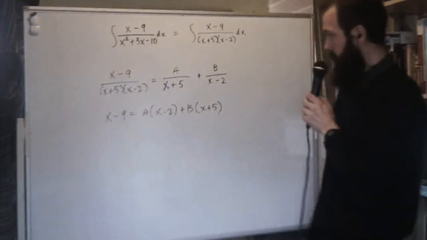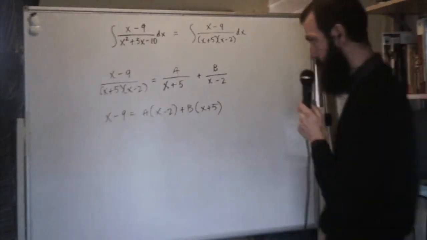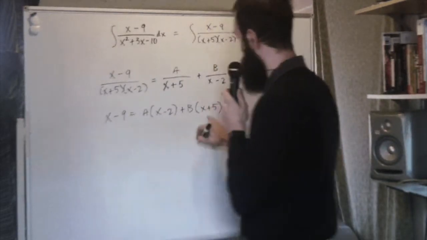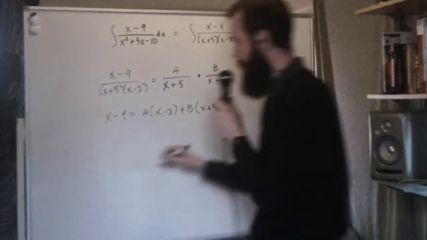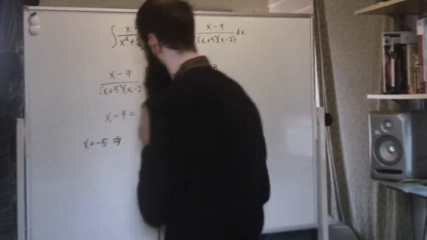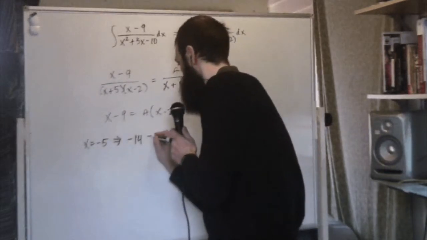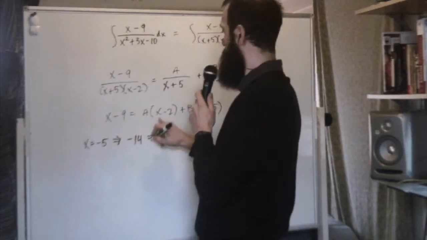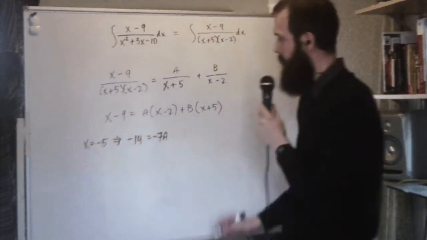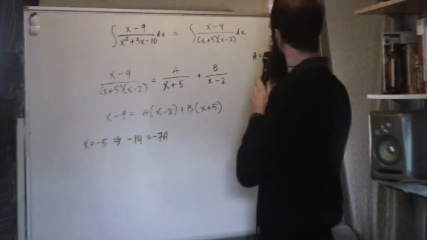Now, in order to solve, let's plug in x values that will eliminate one of our variables, allowing us to solve for the other. Let's start by solving for a. So we'll plug in negative 5 for x. So when x equals negative 5, we'll have negative 5 minus 9, negative 14, equal to negative 5 minus 2, negative 7a. So we start a little tally. We have a equal to 2.